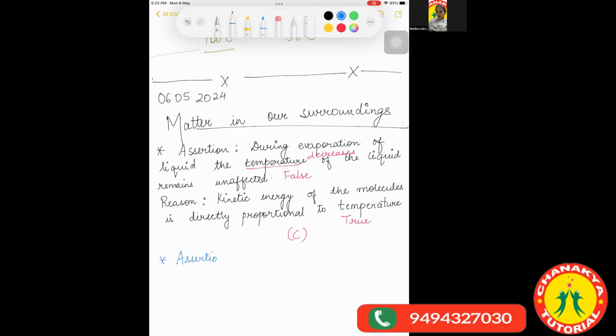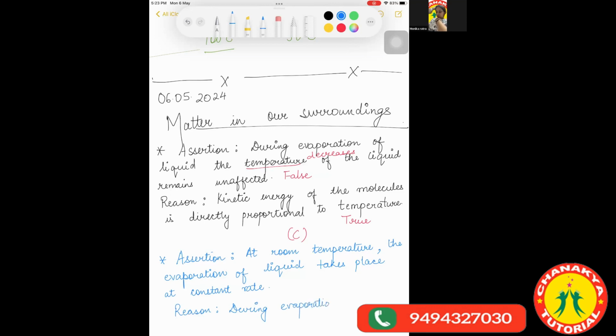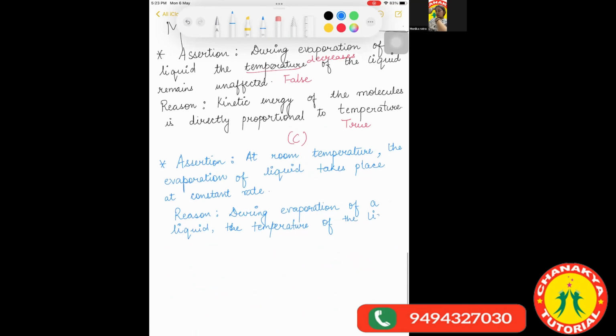Assertion. First read it very, very carefully and then only answer. At room temperature, the evaporation of liquid takes place at constant rate. And then the reason is: during evaporation of a liquid, the temperature of the liquid remains unaffected.